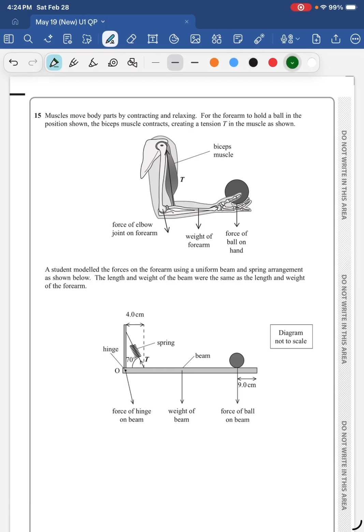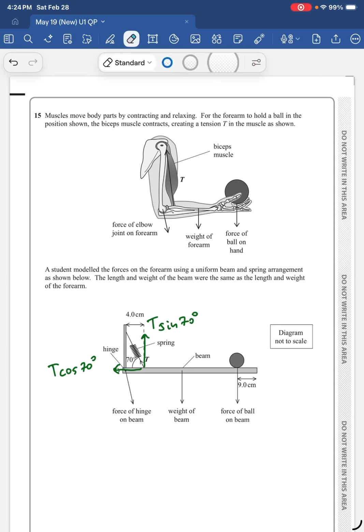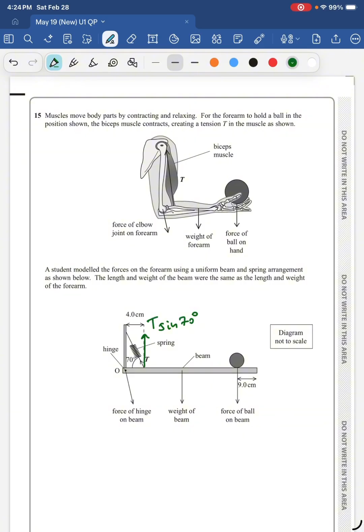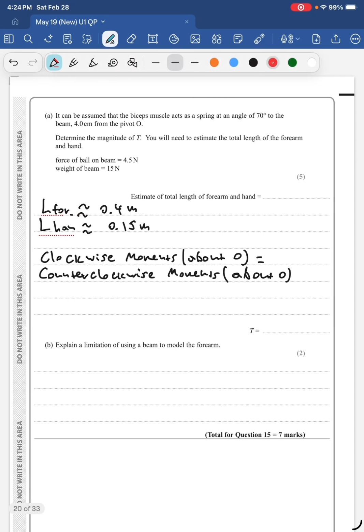All right, so if we go back to this, what are the forces that we actually need? So T is at 70 degrees, so we have to resolve it into components, which is T sine 70 degrees. There is also the component T cosine 70 degrees, but it points at O, so it doesn't create a moment, okay? So we don't need that. And we also have the weight of the beam and the force of the ball. These are given, so we don't need to worry about those. So let's apply the principle of moments.